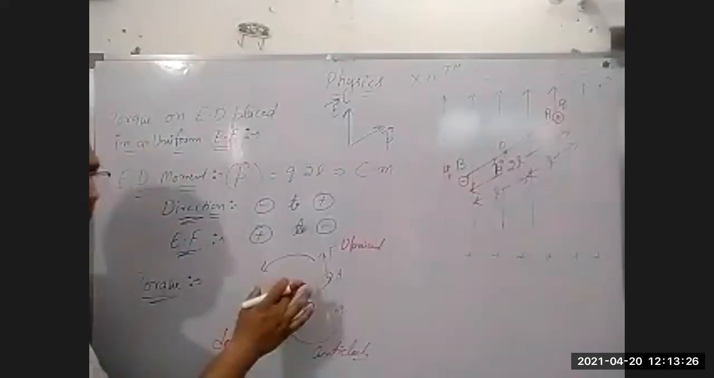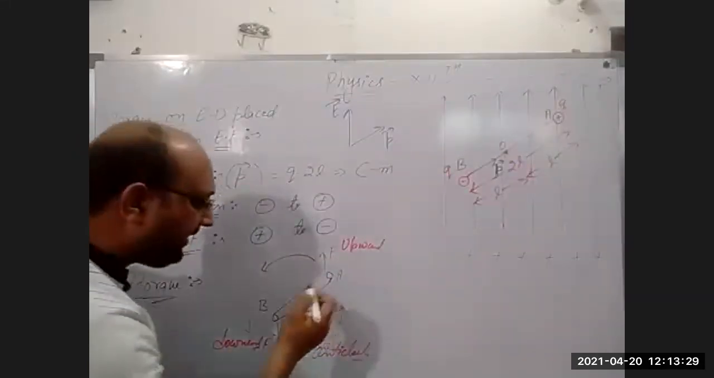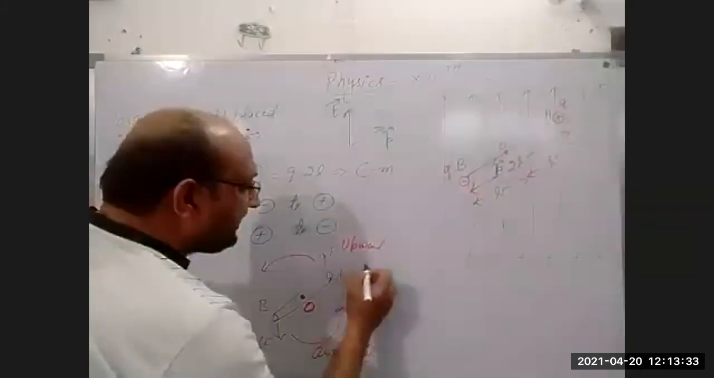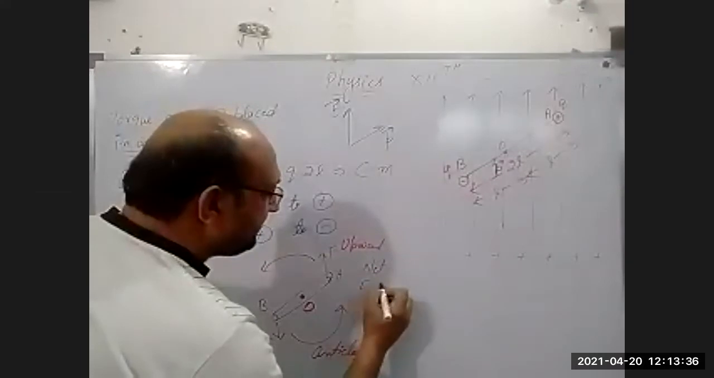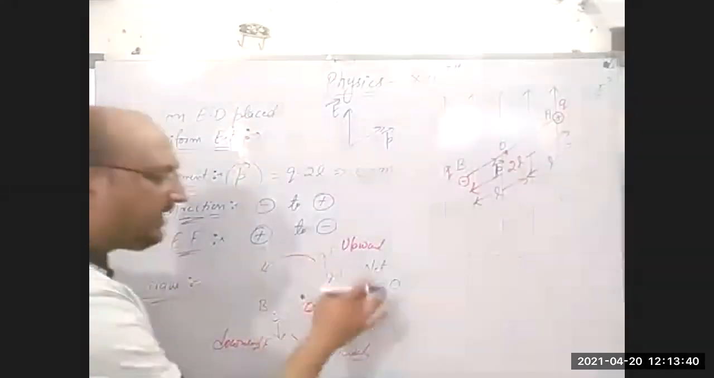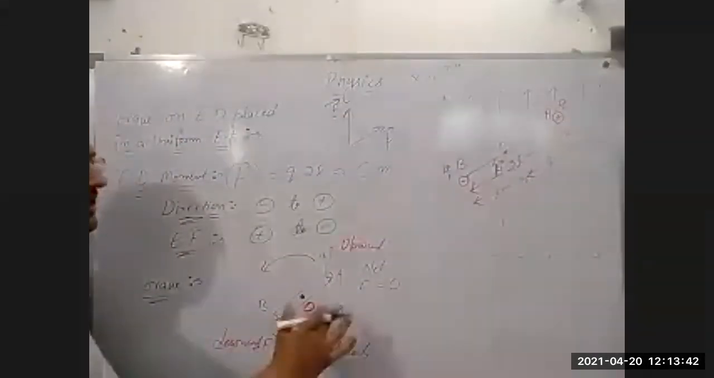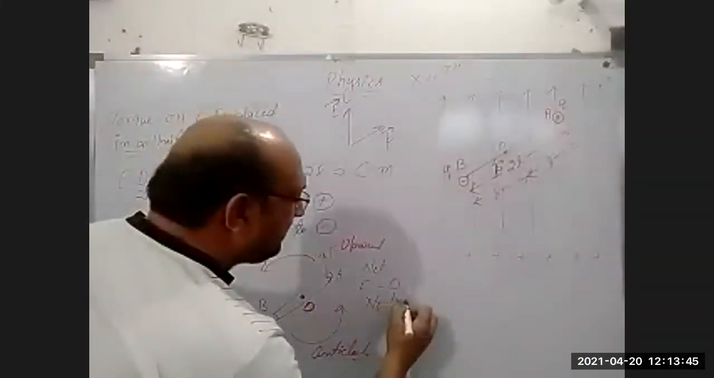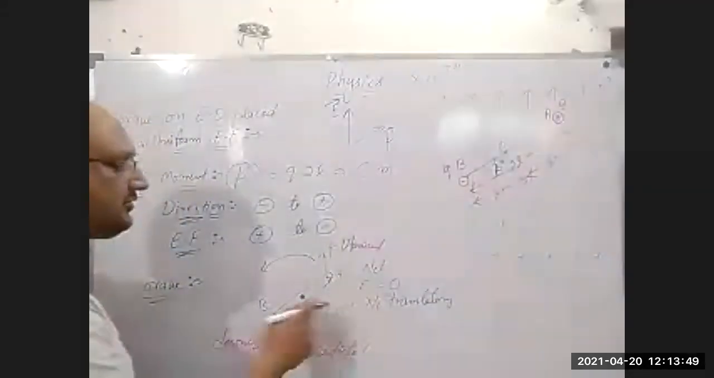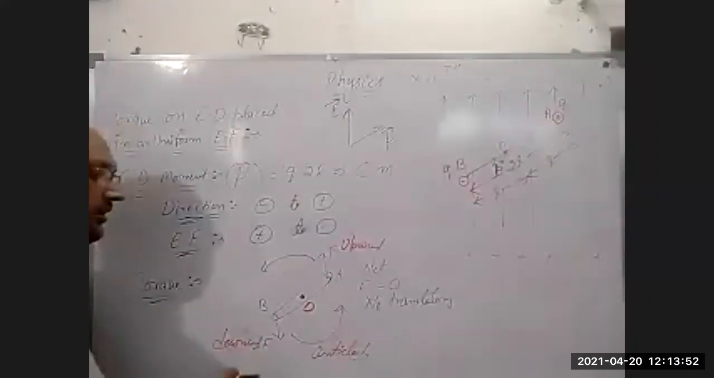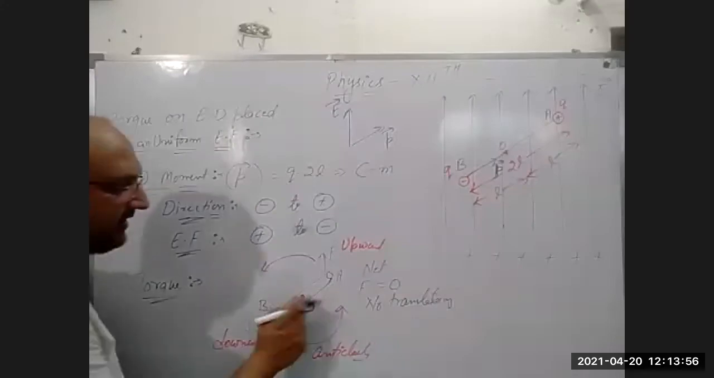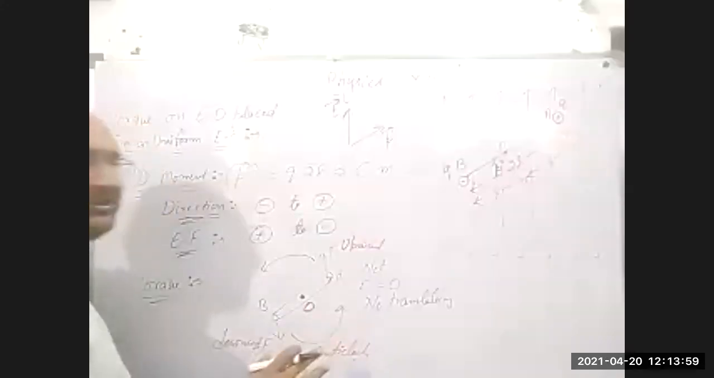But this works only when the net force is equal to 0 here. If the net force is equal to 0, then there is no translatory motion. No translatory motion, because if the net force is equal to 0, this point stays always at that point. There is no shifting. This point is never shifted.